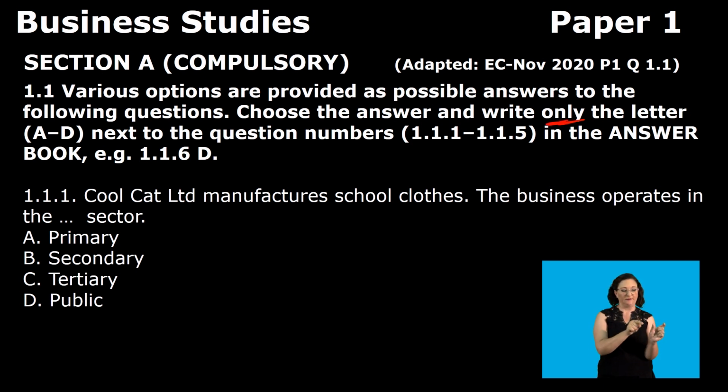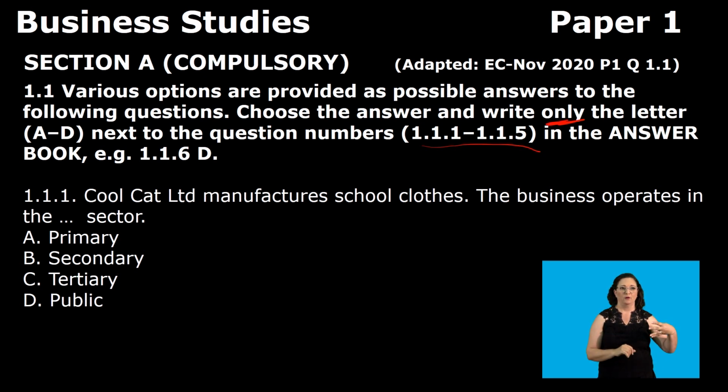Question numbers, there's only 5 questions for multiple choice in the answer book, e.g. 1.1.6, the correct answer here could be D. All right, so now 1.1.1, Cool Cat Ltd manufactures school clothes. The business operates in the sector. So you've got 4 options here, and one of these options is your answer. So which one do you think is the answer?